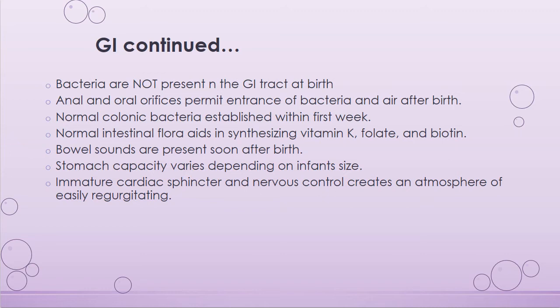Bowel sounds are present soon after birth. Their stomach capacity does vary upon infant size. Immature cardiac sphincter and nervous control creates an atmosphere for easily regurgitating whatever they have ingested. To prevent regurgitation or spitting up, we don't want to overfeed the infant, and we want to burp them frequently.